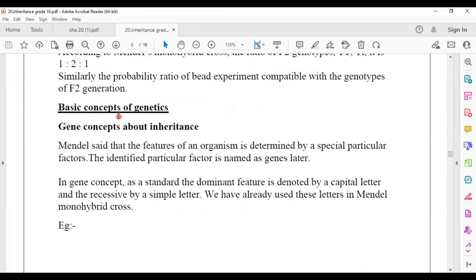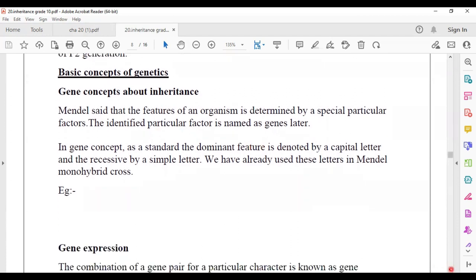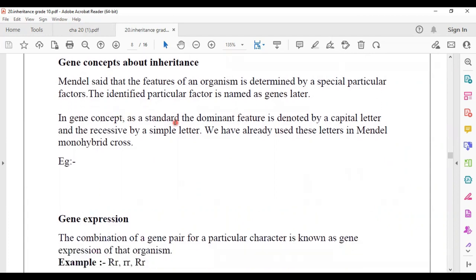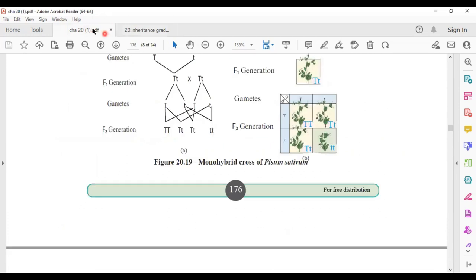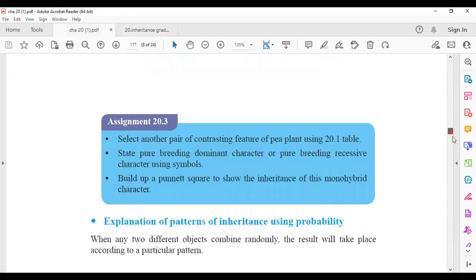Now we will see the basic concepts of genetics. Gene concepts about inheritance. Genes. Now a new word is there. Mendel said that the features of an organism are determined by special particular factors. The identified particular factor is later named as genes. We are not saying a factor now. We are calling them genes. In the gene concept, as a standard, the dominant feature is denoted by a capital letter and the recessive by a simple letter. We did that in the previous part, how to denote each thing.